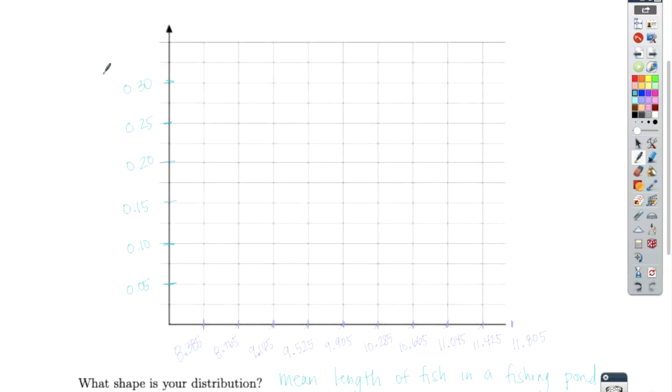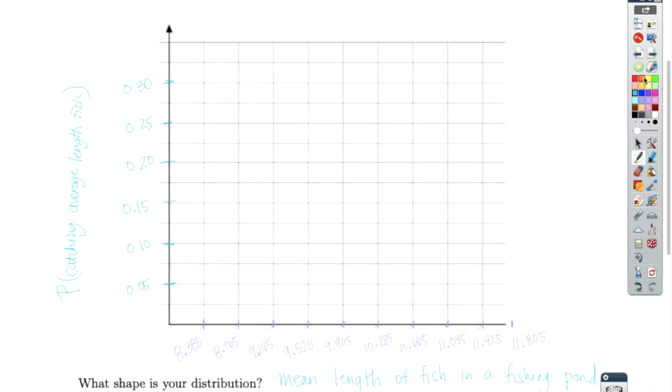Okay. And then of course we want to label our y-axis as well. It's going to be really hard for me to write vertically on this tablet, but oh my goodness. The probability, because we are making a probability distribution, so we should have something about probability. The probability of catching this average length of fish. Okay, yours will look nicer than mine.